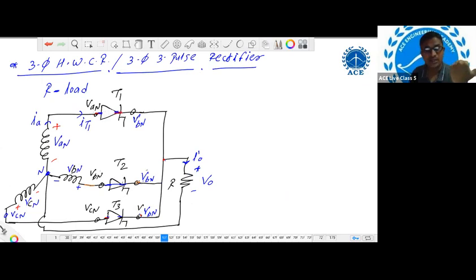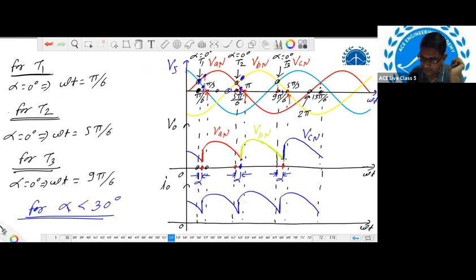So when T2 is in on state, current will flow from VBN through T2, the load, and again back to VBN. In this loop the current will flow. So what is V0? V0 is equal to VBN, right? So you can check, in the output we will be getting VBN.